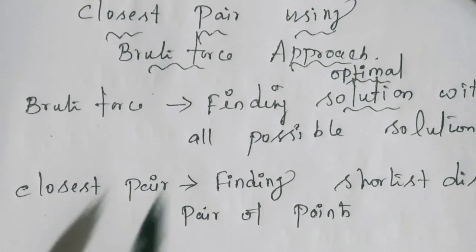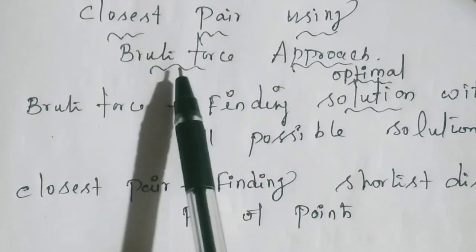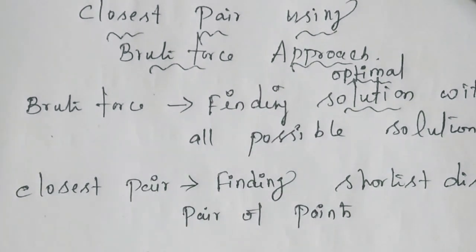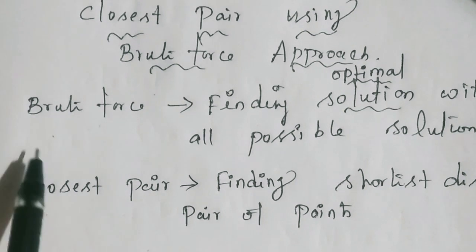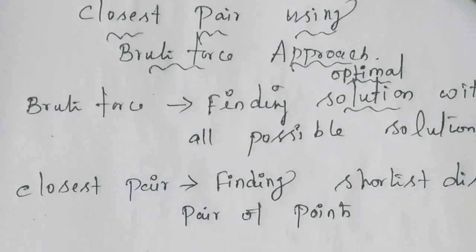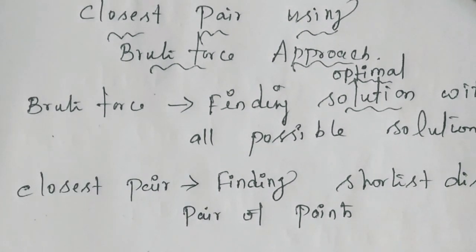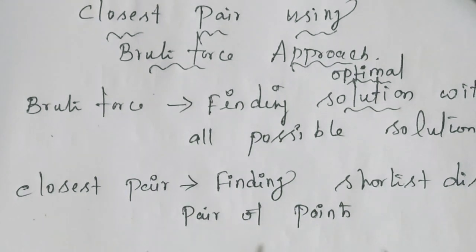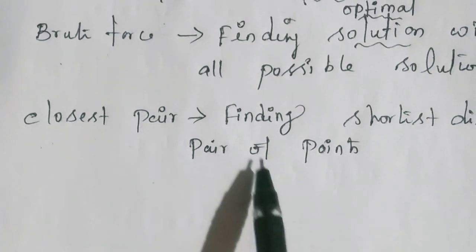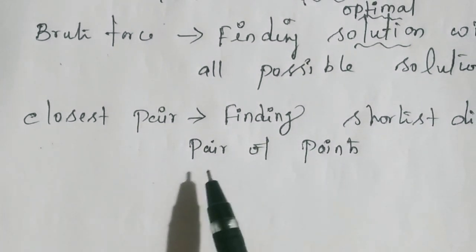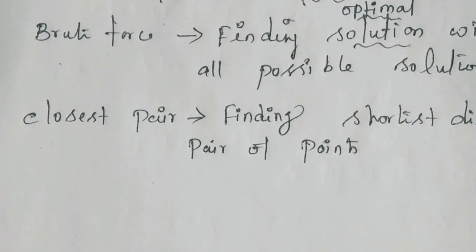So now we will discuss the closest pair using the brute force approach. Before that, we must know what brute force is and what closest pair is. Brute force is a straightforward approach used to find the optimal solution by checking all possible solutions. And what is closest pair?